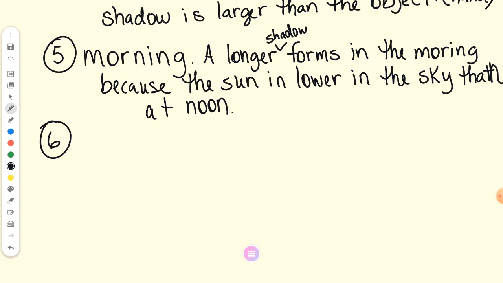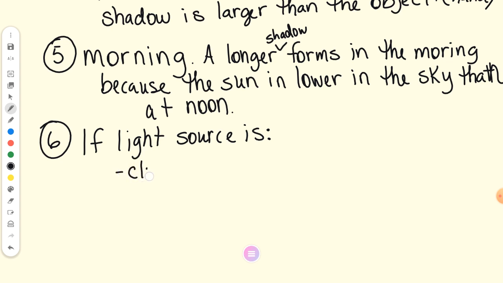Okay, let's just write "if light source is:" so we don't have to write it twice. If the light source is closer to object, what do we know about the shadow? Bryson: It's smaller. Okay, shadow is smaller.